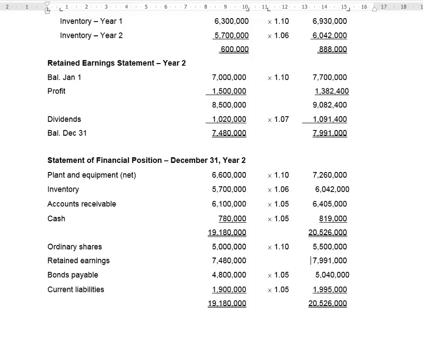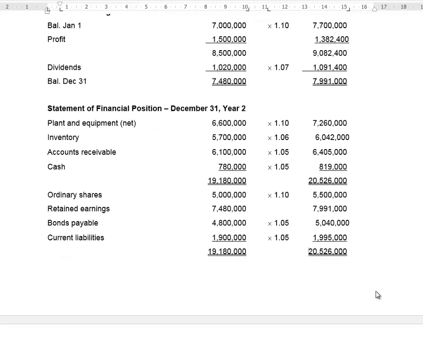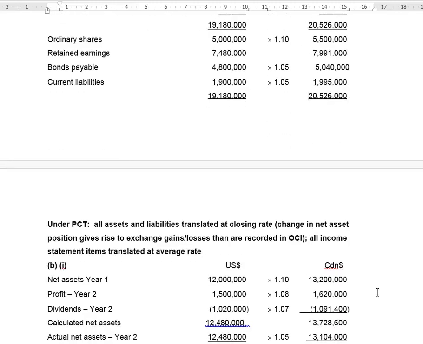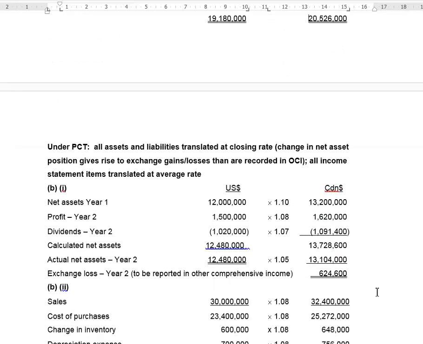Now when we look at the liability and equity piece, it's not so bad. We got this number here for retained earnings from what we did up here when we translated the retained earnings statement. We also know the bonds payable and the current liabilities are monetary liabilities. So again, we use the closing rate to translate them. And again, our ordinary shares, they're non-monetary. We use the historical rate to the consolidated entity. And we're going to get a balance sheet that balances to $20,526,000. So we've completed now the FCT, or the foreign currency translation method.